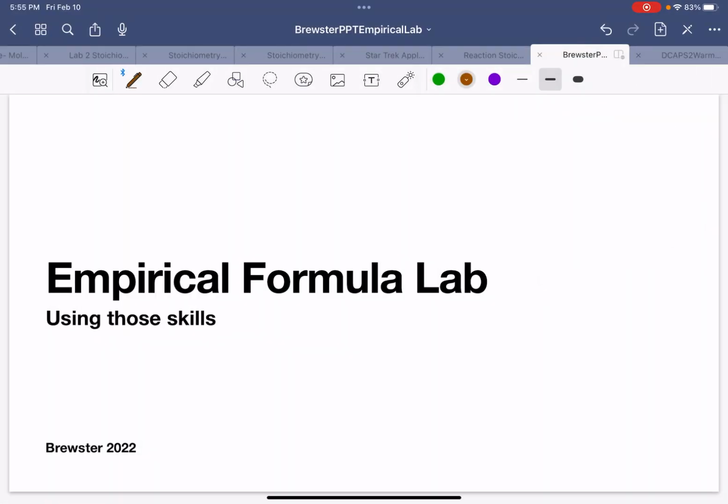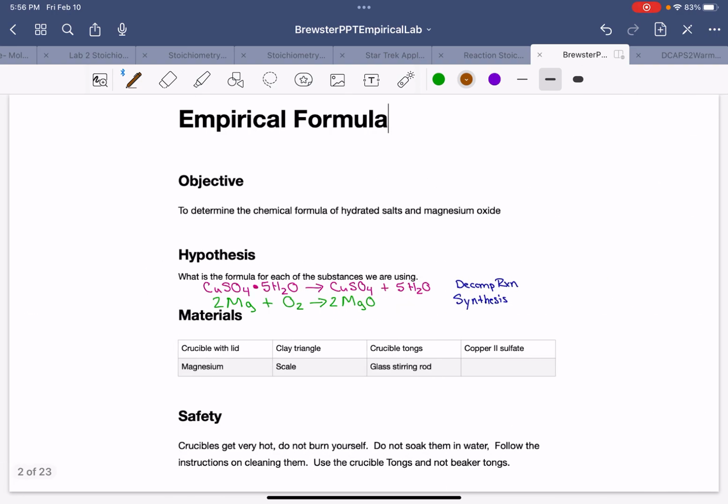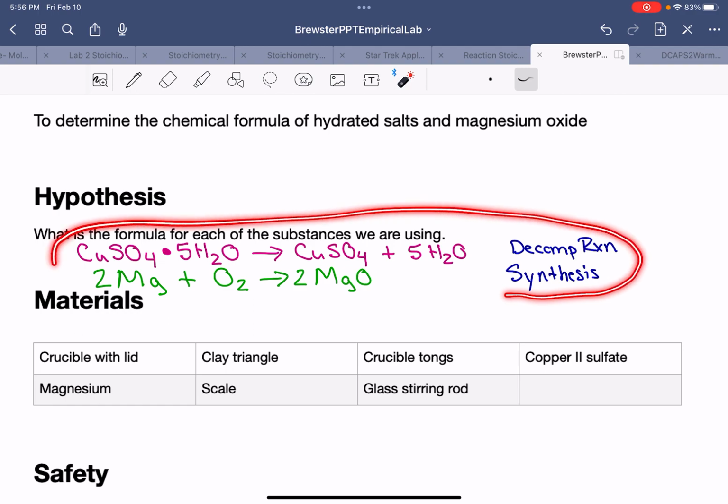Okay, this is Empirical Formula Lab post-lab. One of the first things I want you to notice is that in your hypothesis, there should be two equations, one for the copper sulfate and one for the magnesium oxide. One is a decomposition reaction and one is a synthesis reaction. So I do expect this to be in your report.